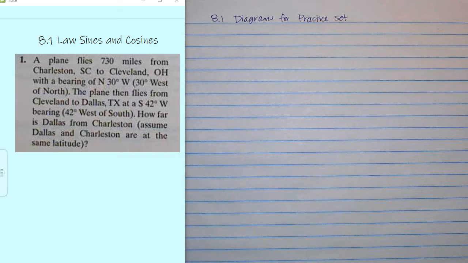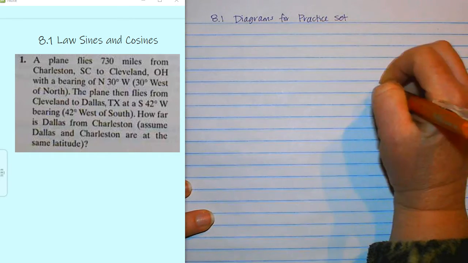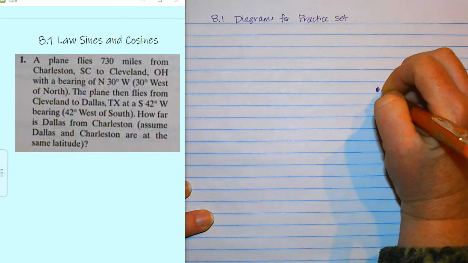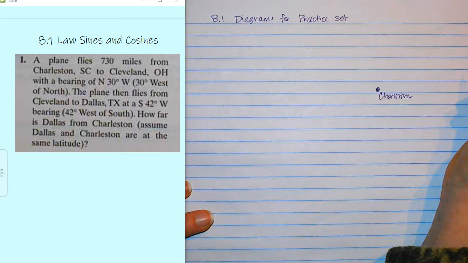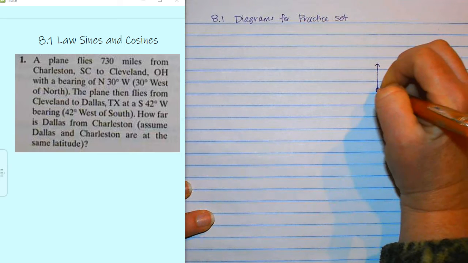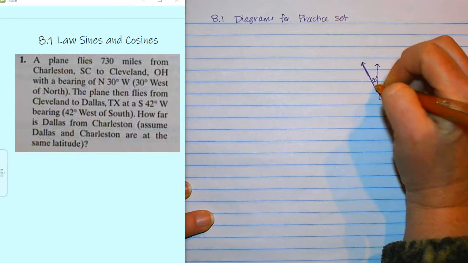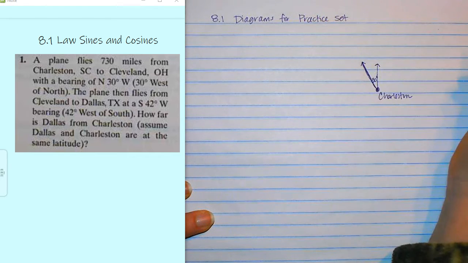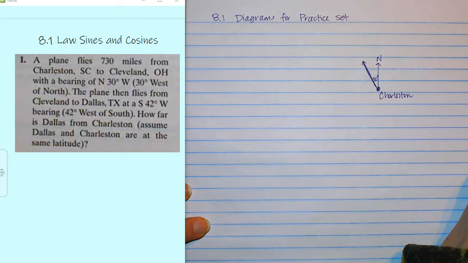So I can imagine where Charleston is. It's over here, like on the east side. So I'm going to say that this is my start point, and I'm going to label it Charleston. And what they're saying with the bearing north 30 degrees west is that we're traveling north, except that we're actually traveling 30 degrees west of north. This is the actual flight path here. So this would be north. They're not traveling north, they're traveling 30 degrees west of north.